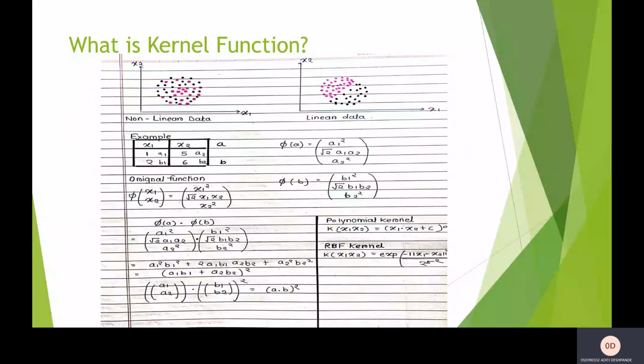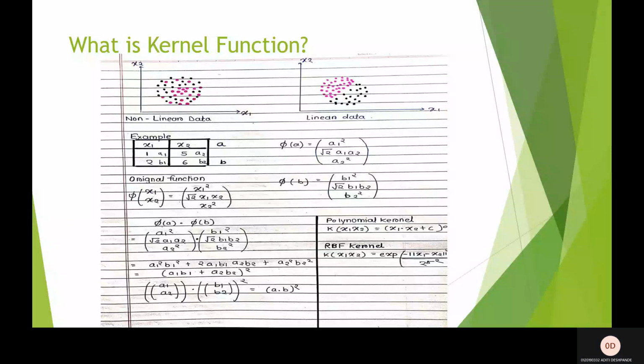Now, the dot product of transformed data. At the end of this calculation, you will get to know that the transformed data dot product can be written in the form of the original data dot product, A and B, that is the original data. As you can see here, this is the original data and we can write the transformed data dot product in the form of the original data dot product. So this is the kernel function.